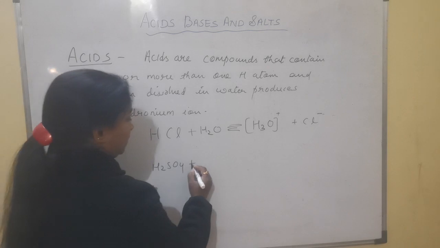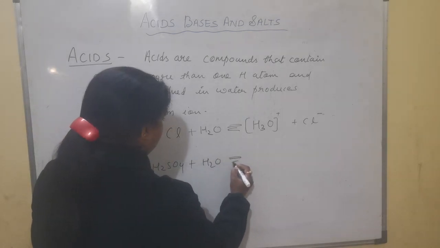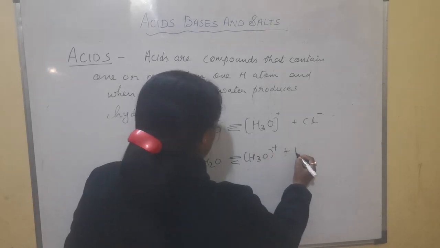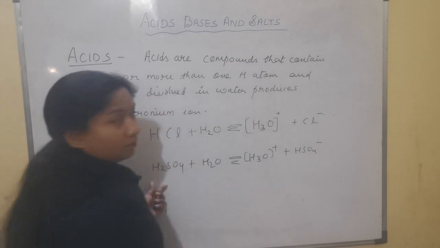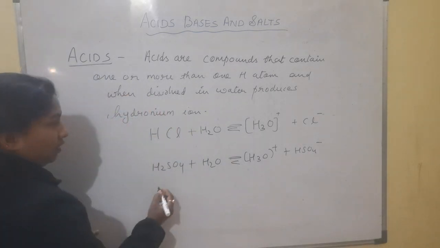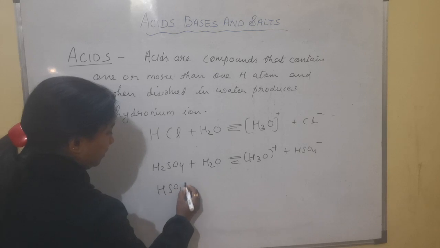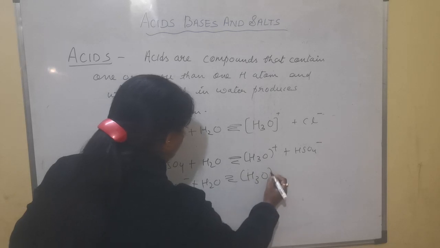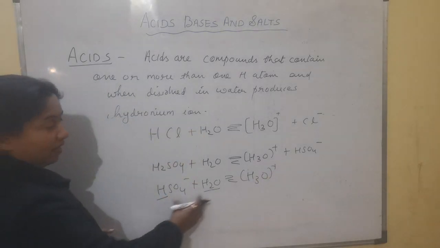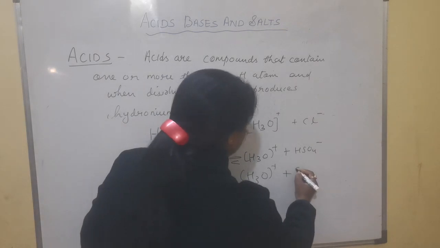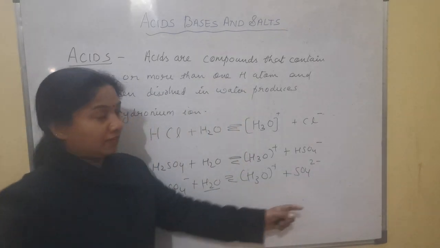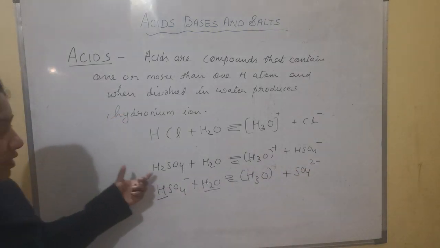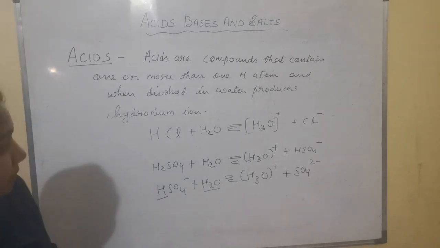Similarly, in this case, first one hydronium ion is formed with this ion, and then this ion HSO4 minus again combines with another water molecule and forms one more hydronium ion. This H2O plus this H combine and form hydronium ion, plus sulfate ion. Sulfate is a polyatomic group with 2 minus valency. So this is how hydronium ion is formed.